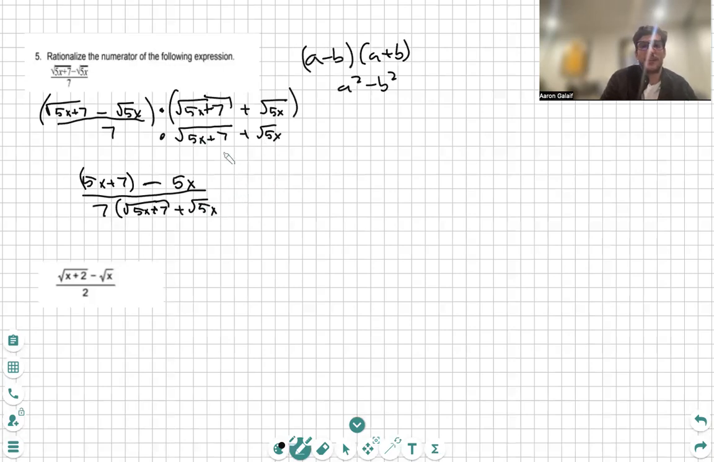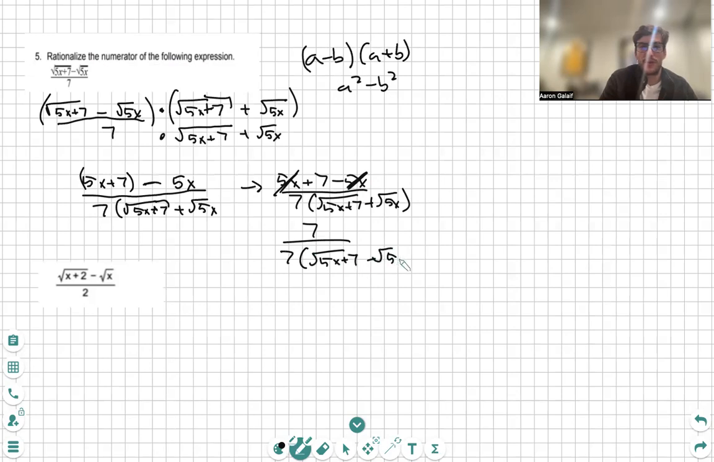Next thing we're going to do is clean up the top, as we see 5x plus 7 minus 5x, all over 7 times square root of 5x plus 7 plus square root of 5x. We will then cancel out those 5x's and rewrite 7 over 7 times square root of 5x plus 7 plus square root of 5x. And the 7's then cancel, and we have finished the problem. 1 over square root of 5x plus 7 plus square root of 5x.